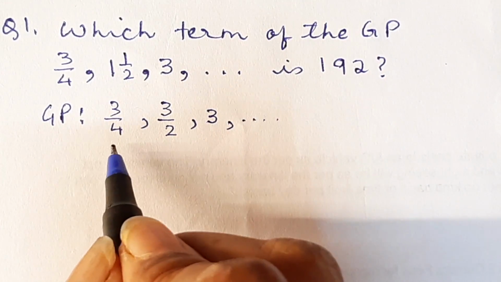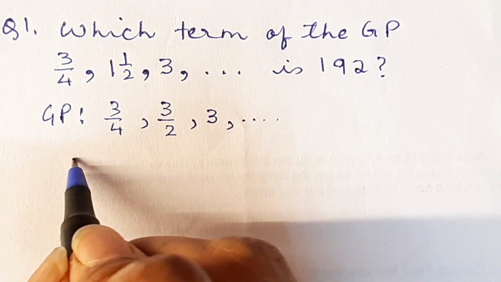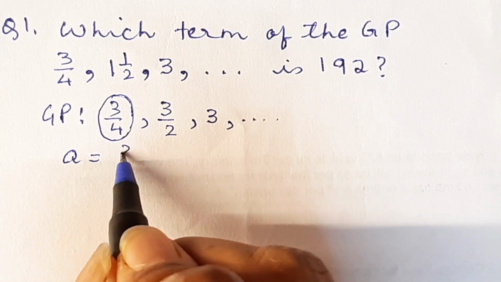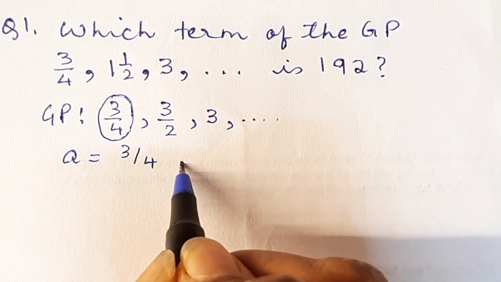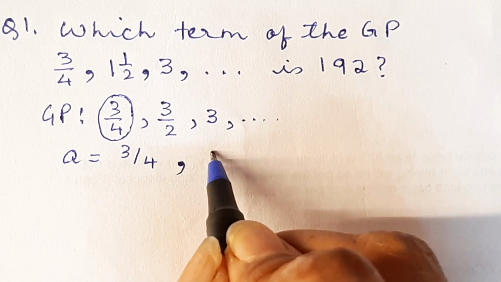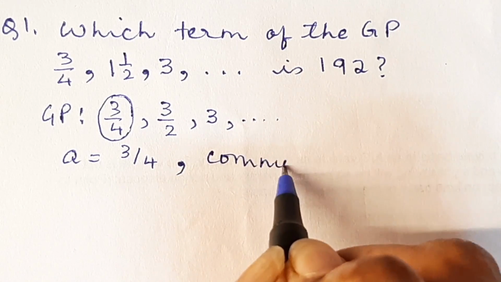First thing we have to know is the value of A. Now A is going to be our first term. So A is equal to 3/4. Next thing we have to know is the value of R. R means the common ratio.